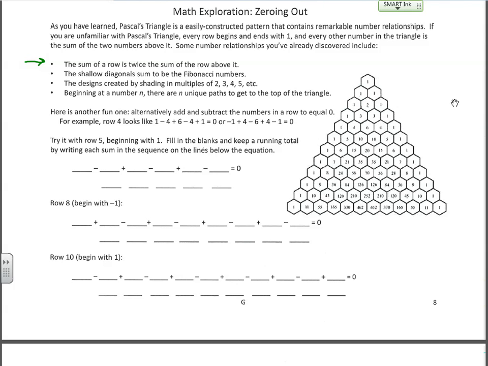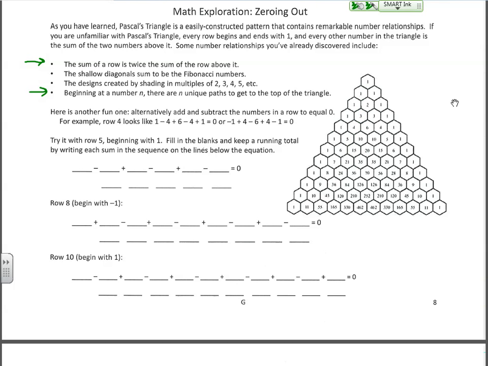They've got patterns in the multiples of 2, 3, 4, and 5, and like you did in an algebra packet, any number that you start with, there are exactly that many unique paths to get to the top of the triangle. In a previous packet, you started at 21, and you looked at all the different ways. There are 21 unique ways to get to the top of the triangle.